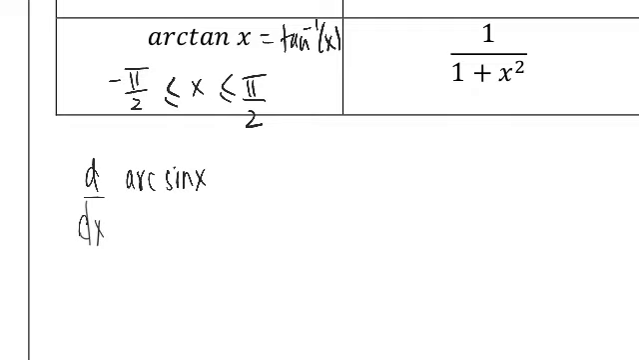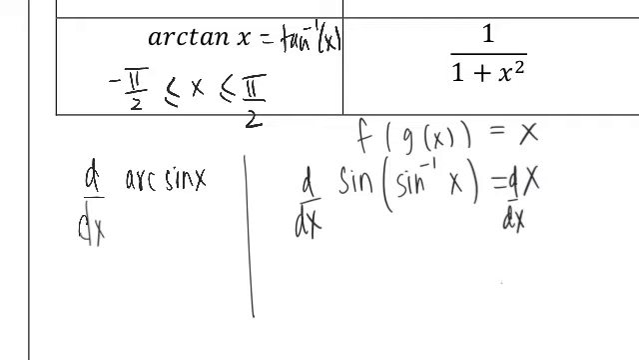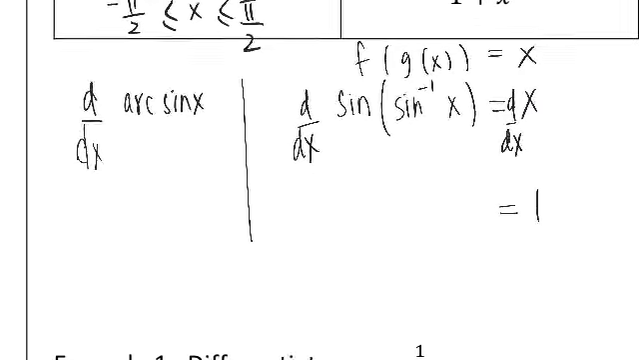So what we can do is start with the equation that sine of sine inverse of x is equal to x. That's just the statement f of g of x is equal to x, which is true for any two functions that are inverses of each other. Then I can take the derivative of both sides. So I'm doing d/dx of this side and d/dx of the other side. On the right side, I just get 1.